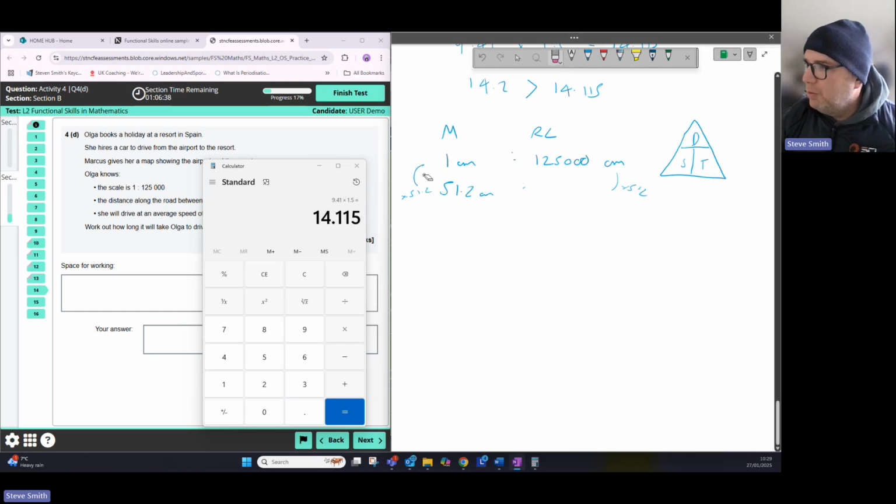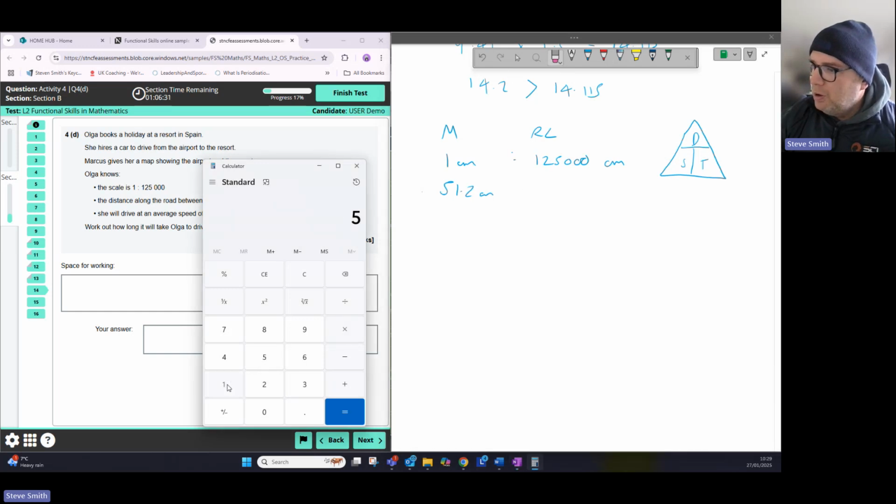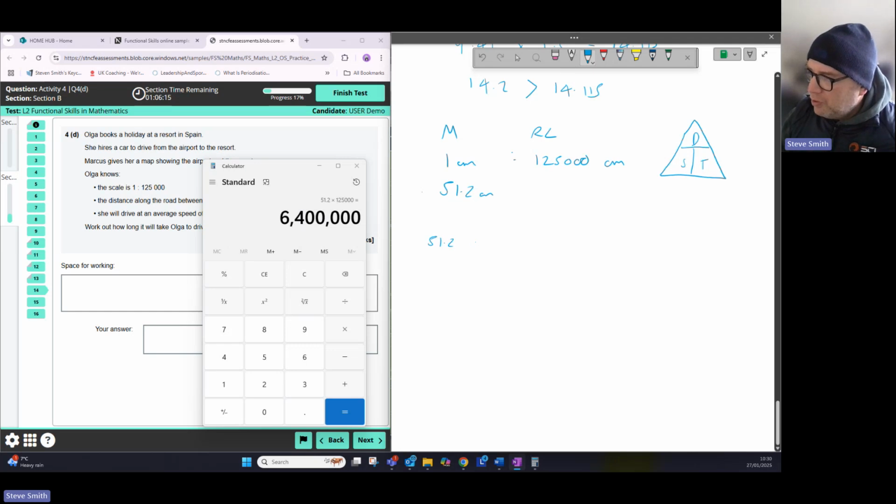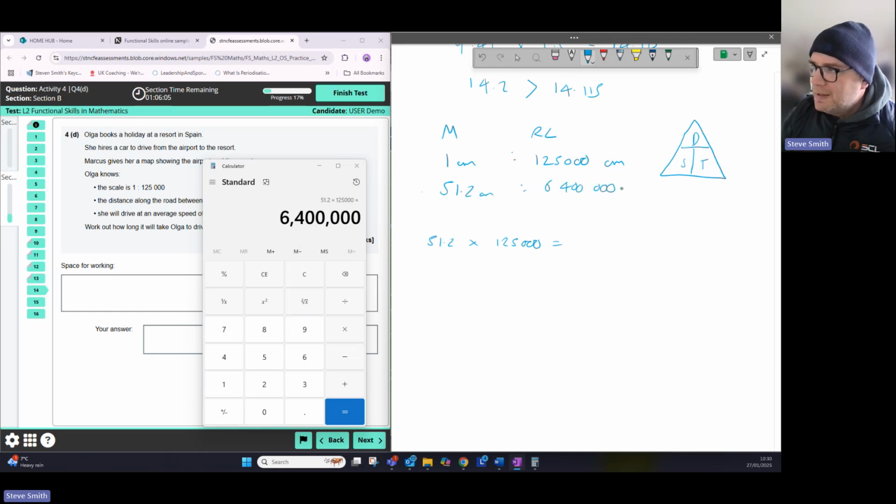Right, so let's scrub both those out for now, and let's work out what it would be. So we're going to go 51.2 centimeters times by 125,000 centimeters. Now, don't forget, my workings out here was 51.2 times by 125,000 equals 6,401,23 centimeters. So I went this way.